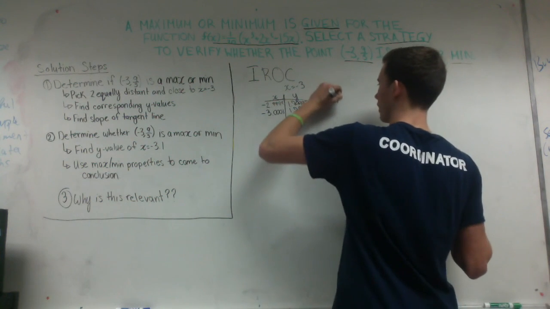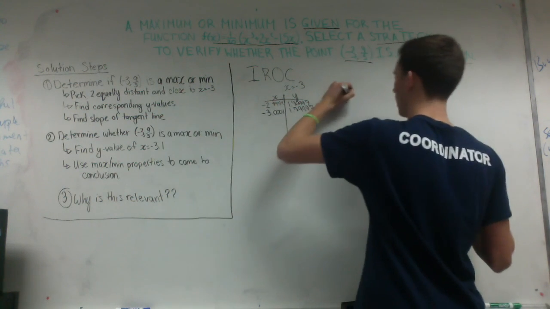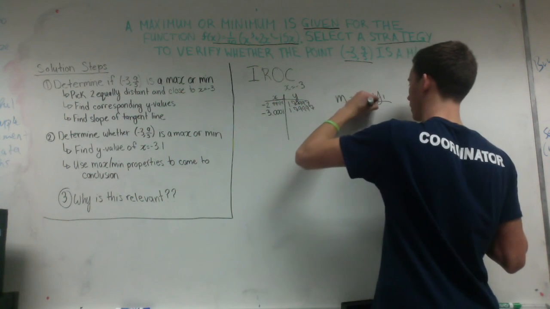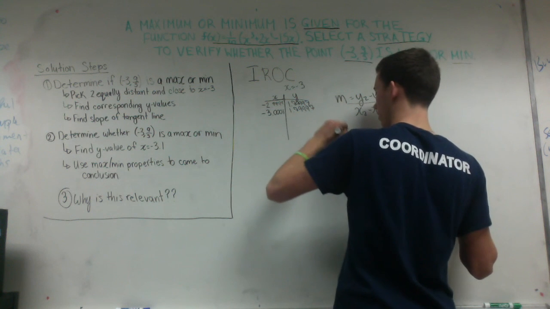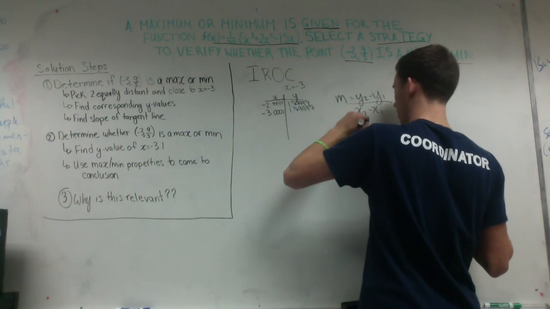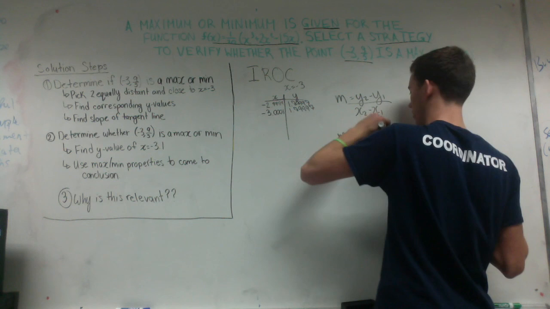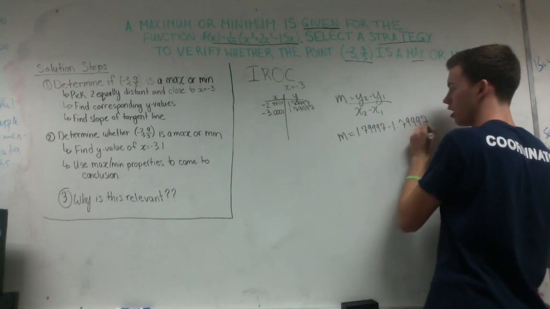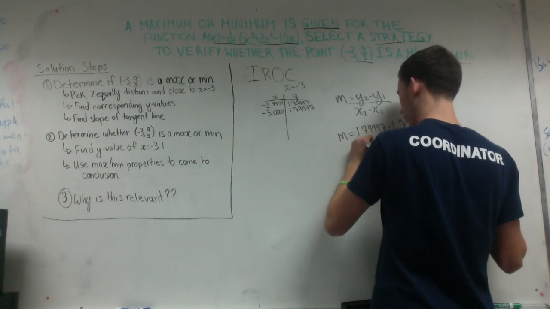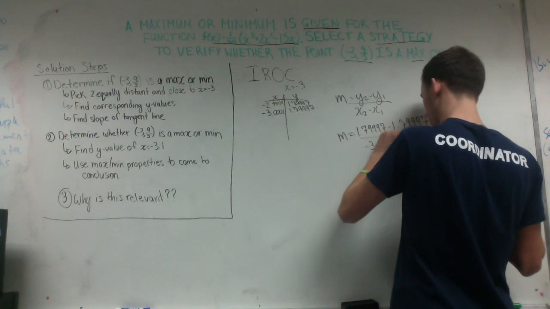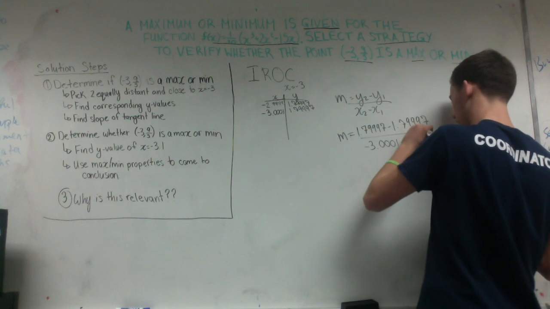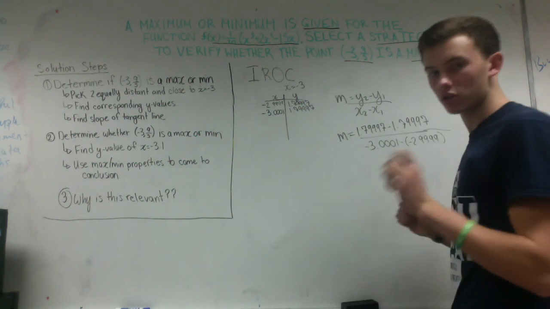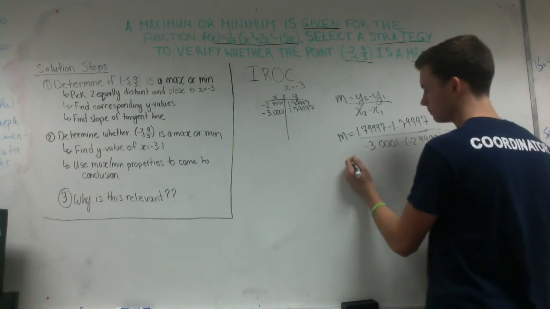Now we're just going to find our slope, as it says right there: m equals y2 minus y1 all over x2 minus x1. So we have 1.79997 minus 1.79997 all over negative 3.0001 minus negative 2.9999. Now it's very important that you keep both those negatives there. You don't want to mess up on your integers.